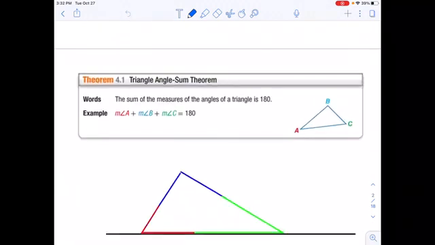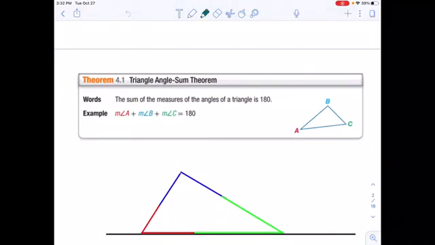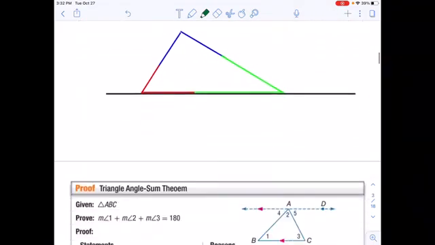So our first theorem is the triangle angle sum theorem, and this basically states that the interior angles of a triangle add and equal 180. The sum of the measures of the angles of a triangle is 180 in words, and then you can see by the written out equation that we will take the angle measures of angle A, angle B, and angle C and add them up. I'm sure you've heard of that before, okay?